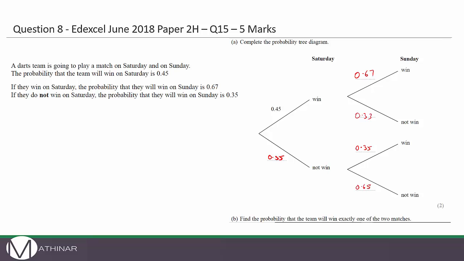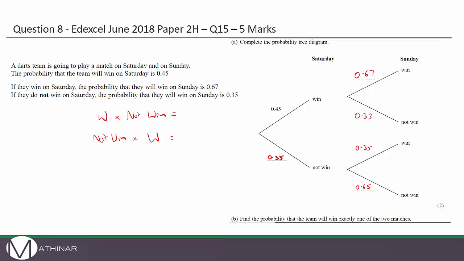Part B is going to be worth 3 marks. Find the probability that the team will win exactly one of the 2 matches. So that means that we win the first one and then we do not win the second one. Or we do not win the first one and then we win the second one. And then we're going to have to multiply these together.